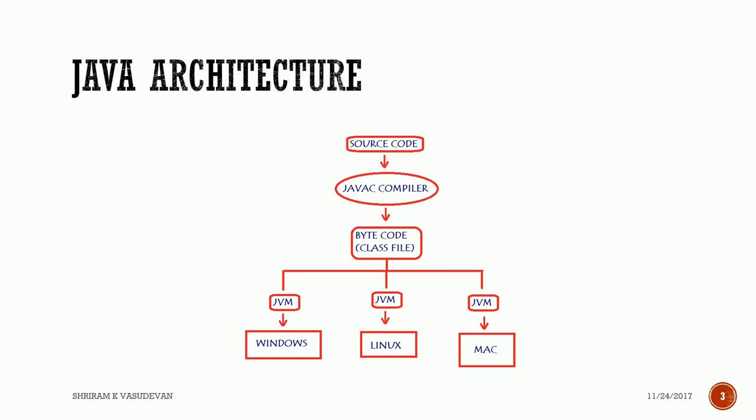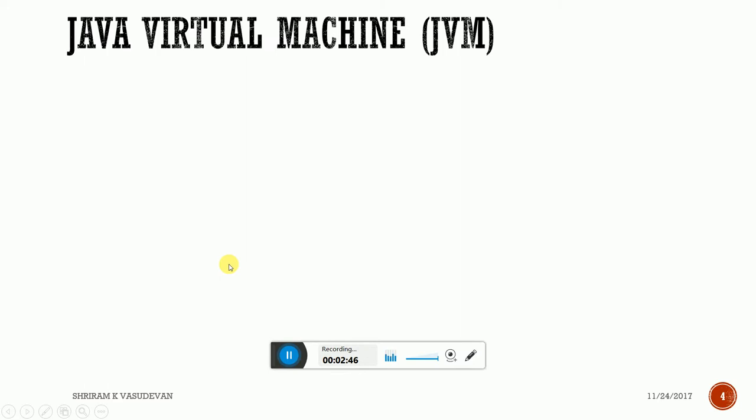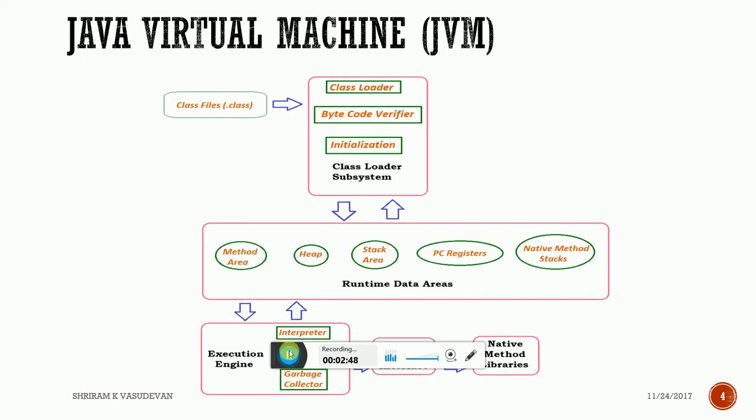So now the next step is to understand how exactly the JVM works. That's what I'm going to teach you right now. We will see that through a diagrammatic representation, which will be very comfortable.